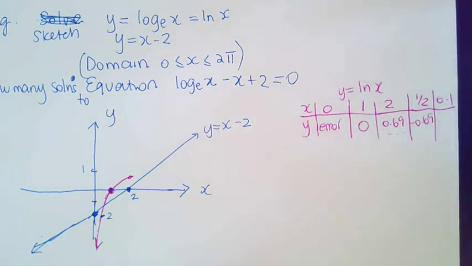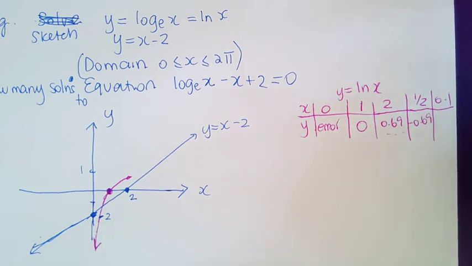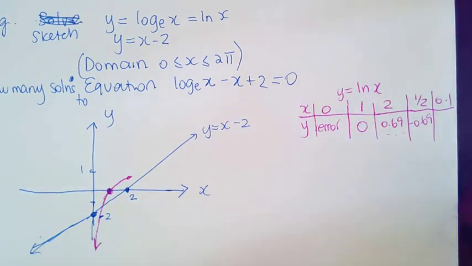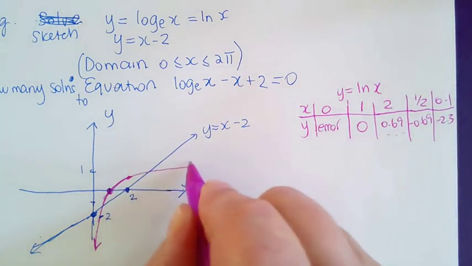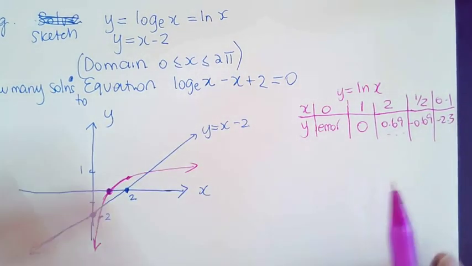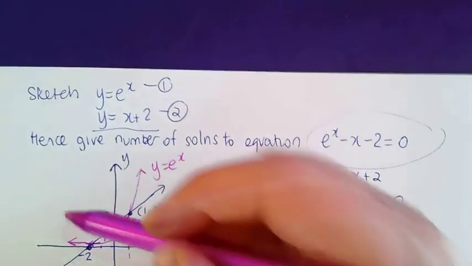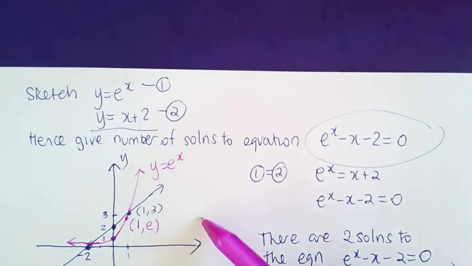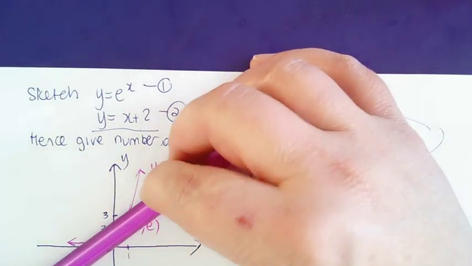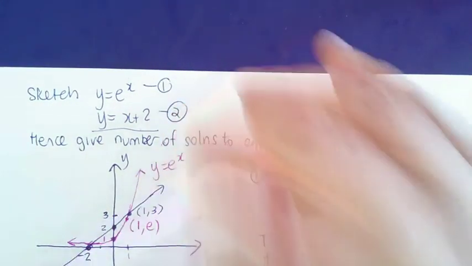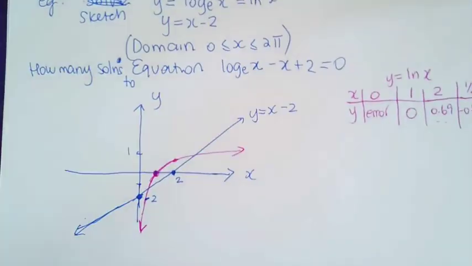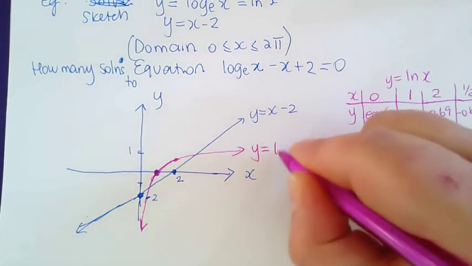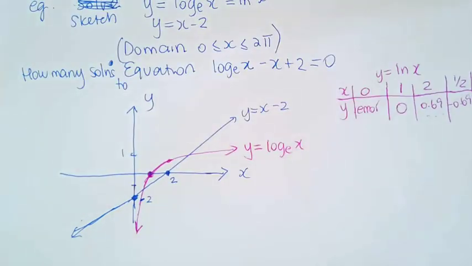0.1 should be pretty negative, as in fairly negative. All right, this is the ln x curve. You know how e to the x goes up like that. ln x is this way. It's the reflection in the line y equals x. They're inverse functions. So this is y equals log to the base e of x.